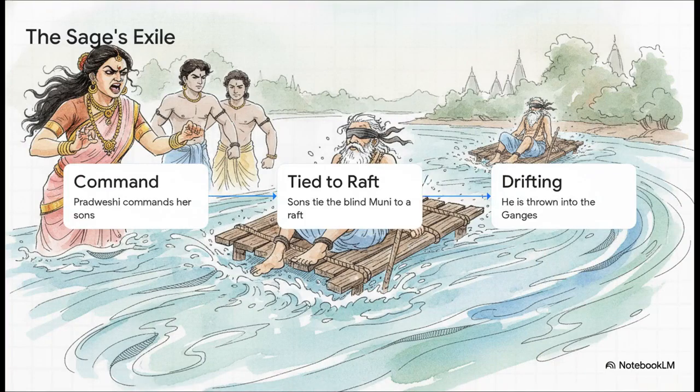As you can probably guess, Pradweshi is absolutely enraged by this oppressive new law. She doesn't just sit back and accept it, she takes extreme action. She commands her sons to get rid of him. The sons, exclaiming, "Why should we support this old man?" literally tie the blind sage to a raft. They throw him into the waters of the Ganges, committing him to the mercy of the stream, and head back home without a second thought. The blind sage is now completely abandoned, just drifting down the river.